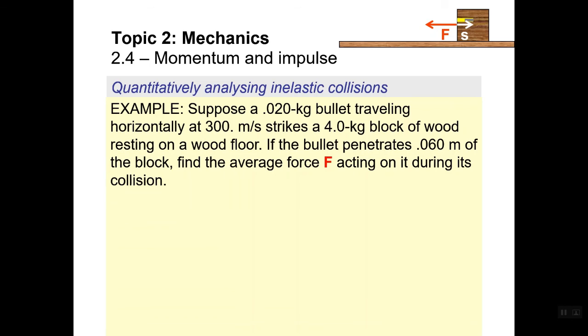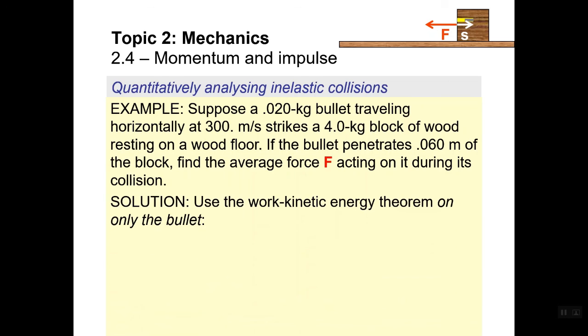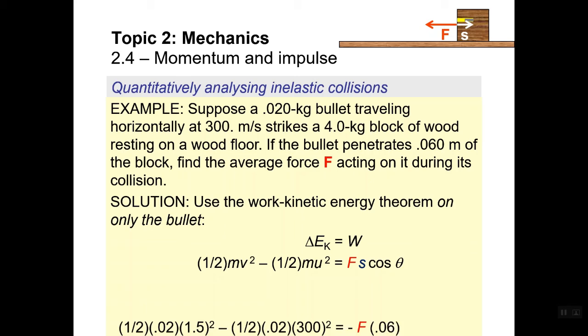So we're going to use the same approach as before, the work-energy theorem, but we apply this only on the bullet. So the change in kinetic energy equals the work done, and the change in kinetic energy is the final kinetic energy of the bullet minus the initial kinetic energy of the bullet, equals force times distance times cosine theta. Based on the interpretation and also our diagram, the average force and the distance traveled are anti-parallel. So cosine theta is cosine 180 degrees, which is -1.